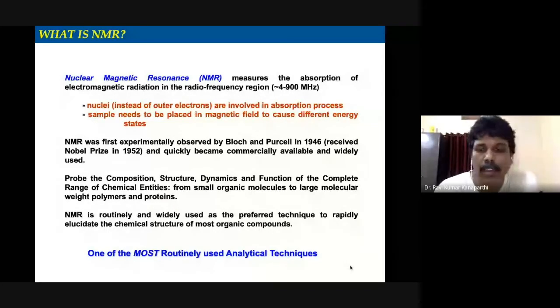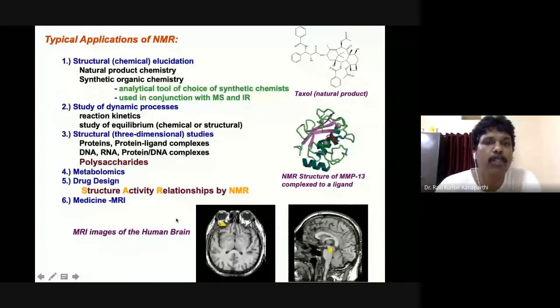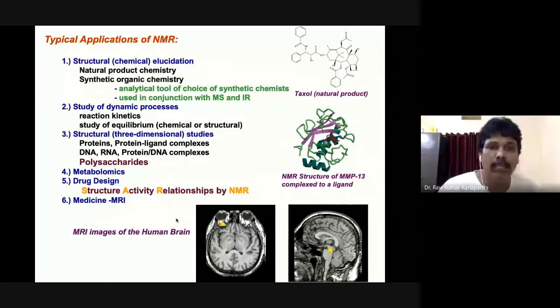Especially organic spectroscopy has a lot of significance in NMR. And these are some of the major applications. If anybody is interested, maybe you can go through all those things. Majorly, as chemists, we will be focusing on the first point, that is structure elucidation. Natural product chemistry and synthetic organic chemistry mainly depend upon NMR and mass spectrometry. And dynamic processes can be studied by NMR spectroscopy.